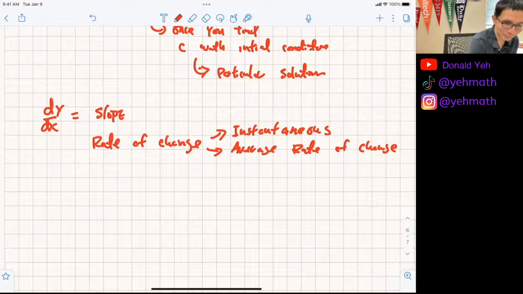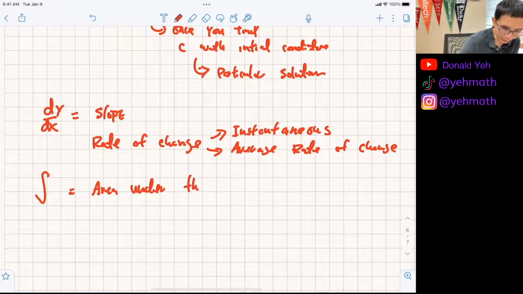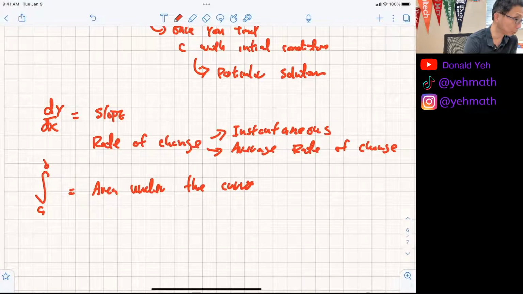All right. So the integration notation looks like this, and later we're gonna learn it is actually the area under the curve, and we're gonna talk about that a couple days later, between A and B. We're not gonna talk about it right now. We're gonna talk about it later.